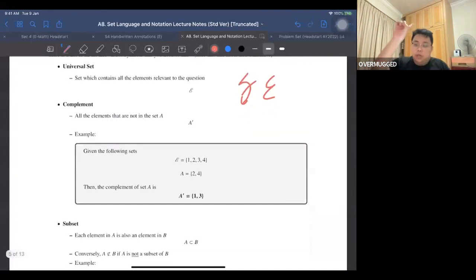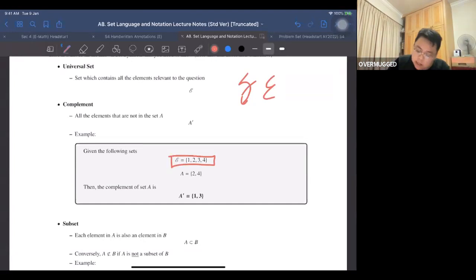Complement. The complement is the apostrophe symbol beside the notation itself. What does this mean? Apostrophe means everything that is not inside the set. Let's look at the example here. This is my universe. When I say my universe contains 1, 2, 3, 4, it means that inside this world, inside this question, there are only the numbers 1, 2, 3, 4. There is no 5, there's no 6, there's nothing else. You cannot introduce anything in, because this is the boundary of the universe.